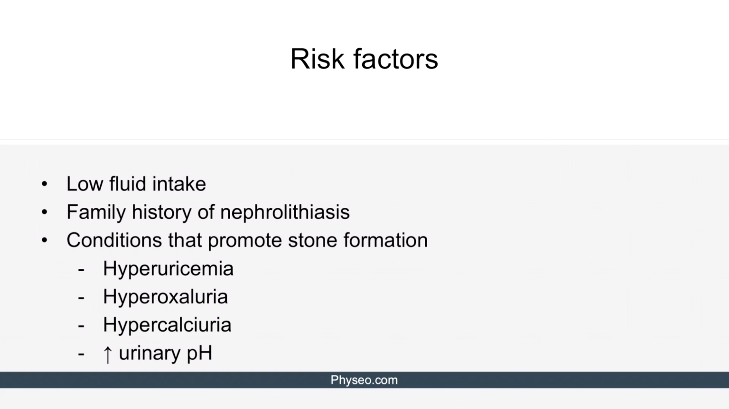In general, the formation of stones is dependent on factors affecting the concentration of certain stone-forming substances within the urine, as well as urine pH. So a low fluid intake is the most common and modifiable risk factor and can predispose a person to highly concentrated urine, leading to increased osmolality and precipitation of crystals. A family history of nephrolithiasis is another risk factor. And finally, there are some conditions known to precipitate stone formation, such as gout due to hyperuricemia, Crohn's disease due to hyperoxaluria, hyperparathyroidism due to hypercalciuria, and type 1 renal tubular acidosis due to increased urinary pH.